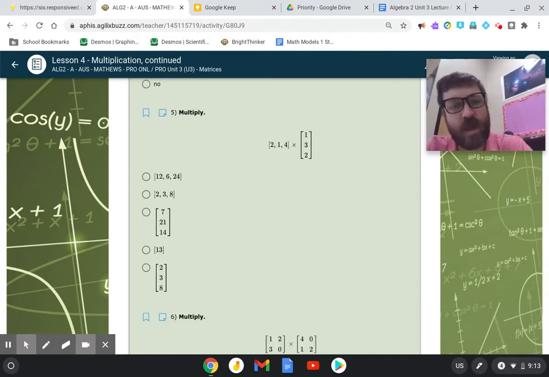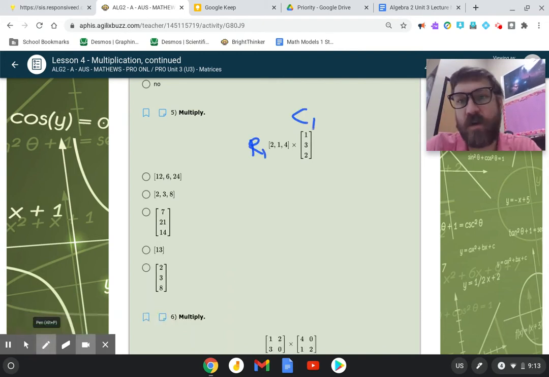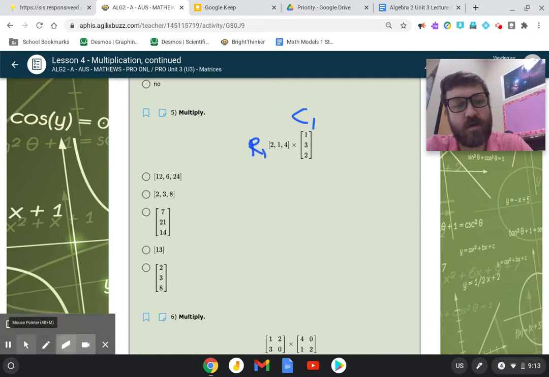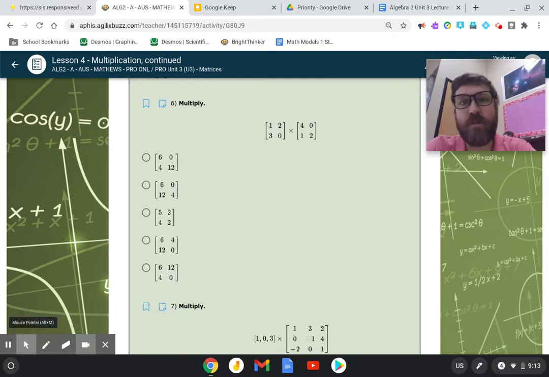Well, this only has one row and one column. So actually, that one should be very easy for you. So I'll let you go through that. That's not going to take a whole lot of work at all. A little bit more work on number 6. These are both 2 by 2 matrices. So it will take about 4 steps to get the answer.